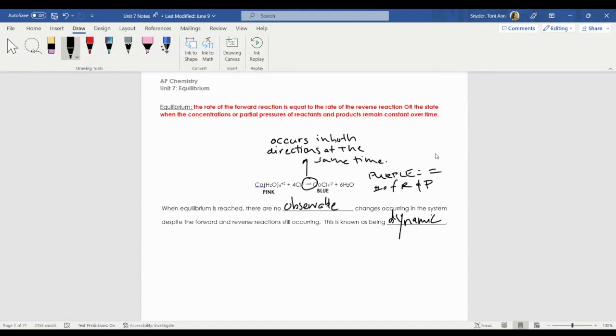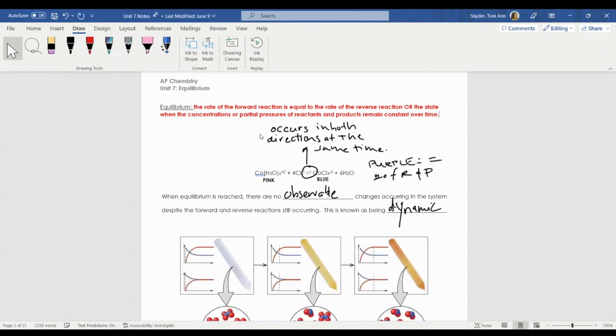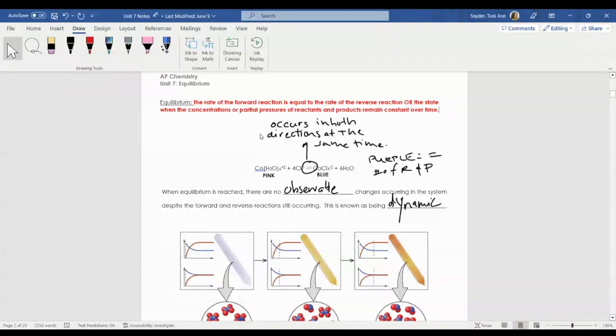Even though it doesn't look like anything's occurring, there's something still happening. And that's where a lot of people start to have trouble with chemistry: they can't imagine the fact that even though there's nothing observable happening in a system, something is in fact happening.